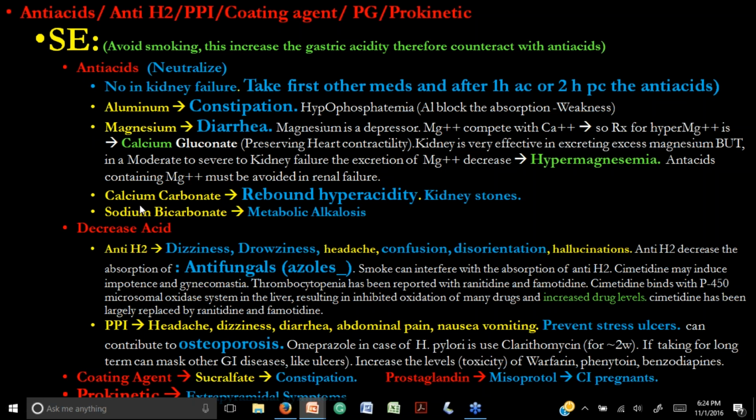All right, so we have another one, calcium carbonate, that produces a rebound effect. Calcium carbonate is the one that is alkaline, so that is going to neutralize the acid, but when the calcium is being reabsorbed, carbonate is not going to be as effective, so the stomach starts to produce more acid. One important thing about calcium carbonate is that it can lead into kidney stones. So if you have kidney stones, you don't want more calcium. So that is going to lead into more formation of these stones, kidney stones.